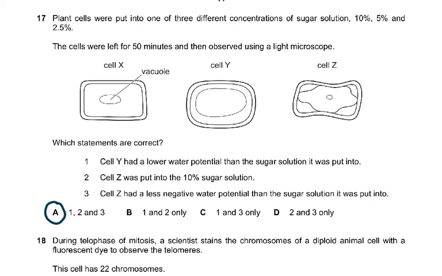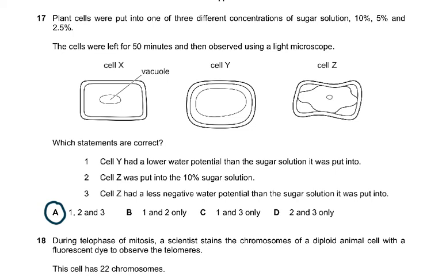Which statements are correct? Cell Y has a lower water potential than the sugar solution it was put into. Yes, cell Y, because it had less water potential, so water entered and it became fully turgid. The cell wall prevents it from bursting. Cell Z was put into a 10% sugar solution. Yes, because it was the highest concentration, so water has moved out. Then, cell Z has a less negative water potential than the sugar solution it was put into.